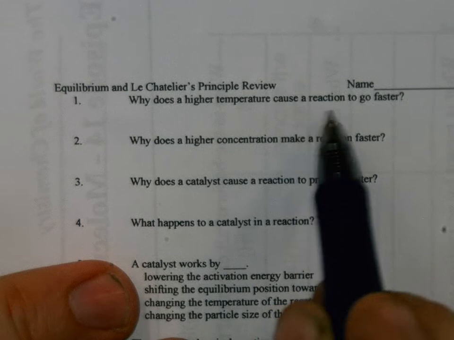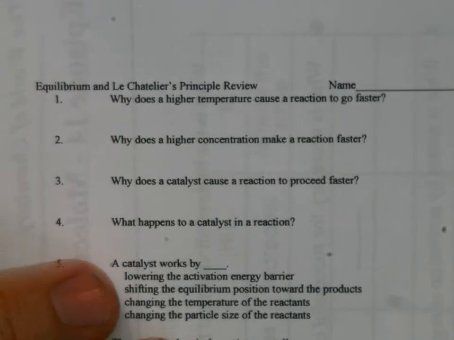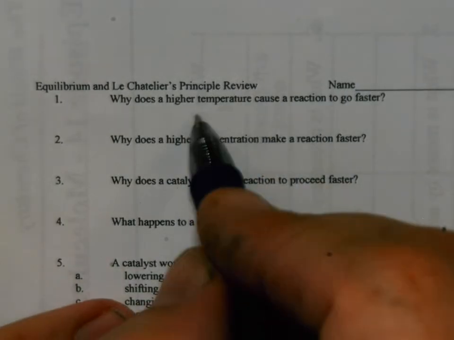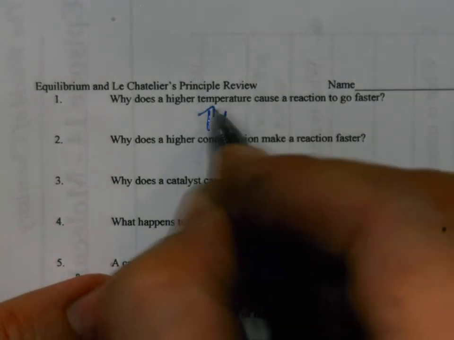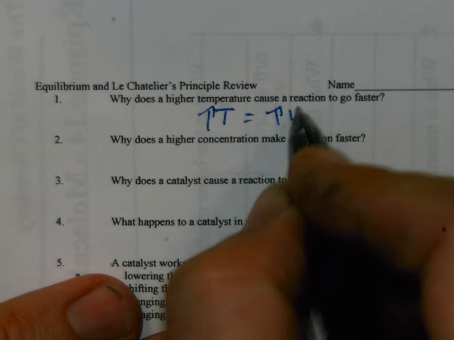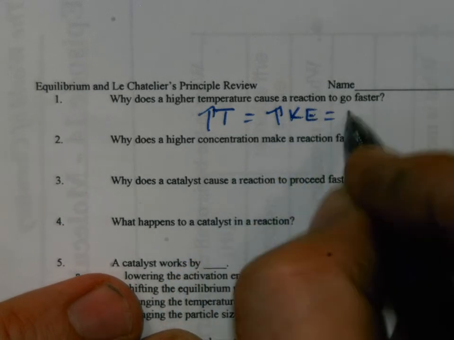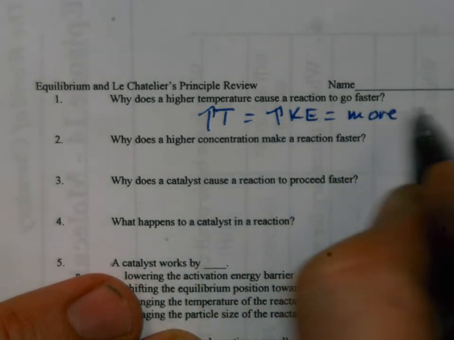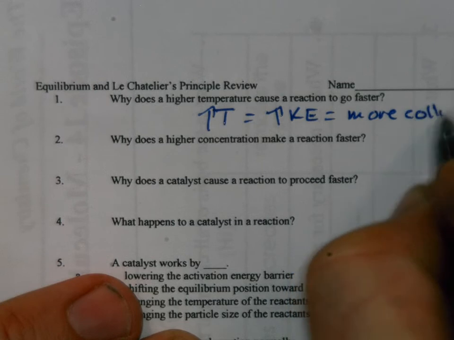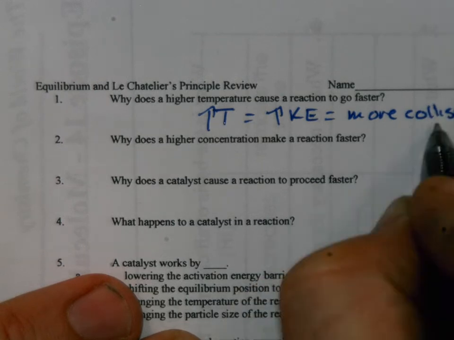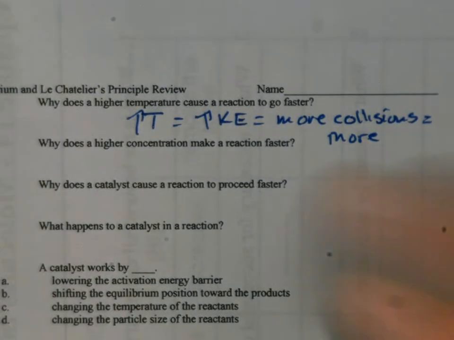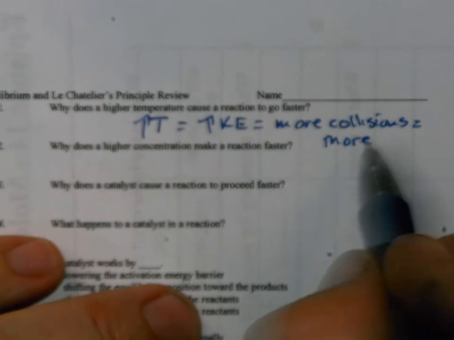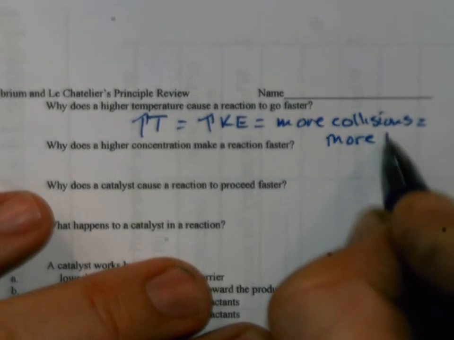Why does a higher temperature cause a reaction to go faster? Well, the reason is higher temperature equals increased kinetic energy, which equals more particles flying around and colliding, and more collisions equals more reactions, more atoms slamming together, making a new bond. So more collisions equals more bond formation.